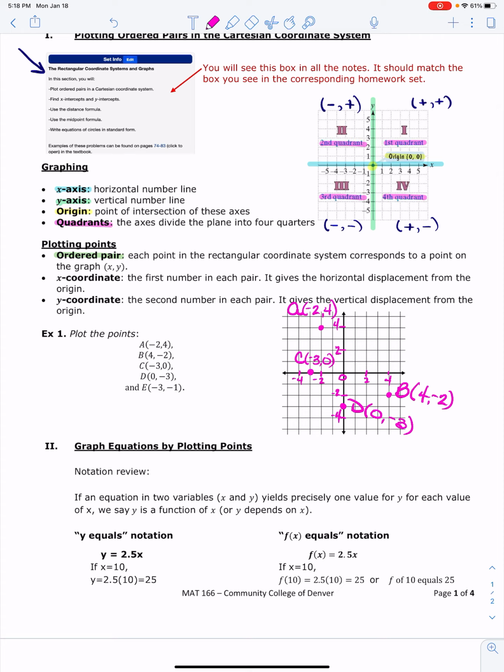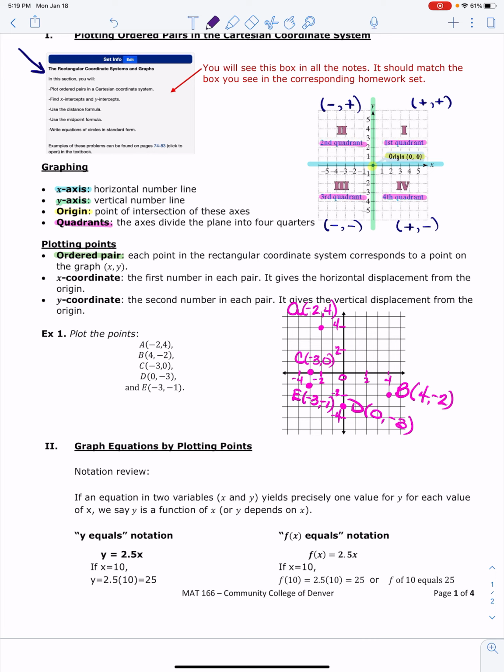E is at negative 3, negative 1. Both of the coordinates are negative. We would expect that to fall into quadrant 3. So we're going to go 1, 2, 3 to the left, 1 down, and we get E right here at negative 3, negative 1.